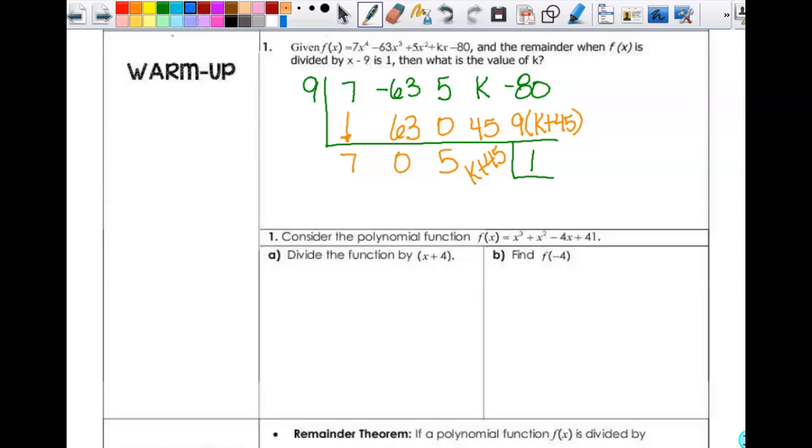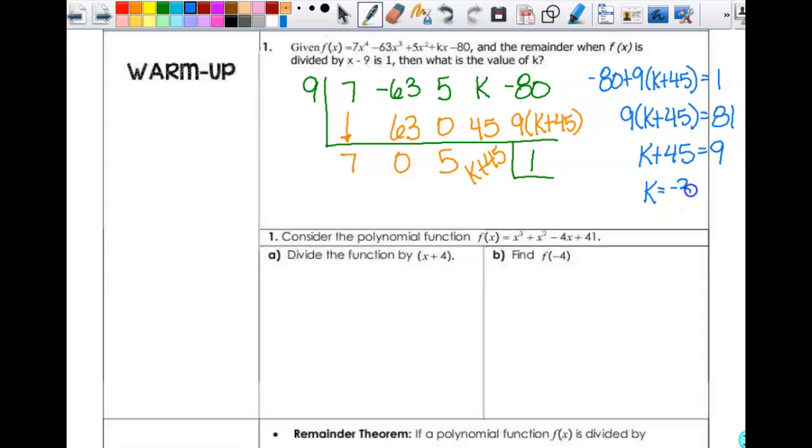Do you see a really easy, obvious equation we could set up? Because how would you normally find the remainder? We'd add those two together, right? So if I take negative 80 and add 9 times k plus 45, that's going to equal 1. Now that's just a simple equation for me to solve for k. So I'm going to add 80, I get 9 times k plus 45 equal to 81. Divide by 9, so k plus 45 equals 9. So what does k equal? Negative 36. What questions do you have?